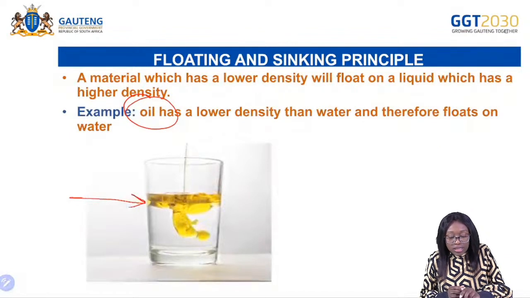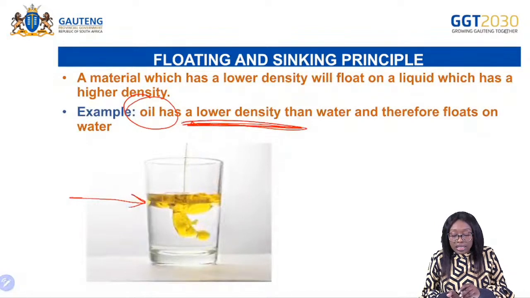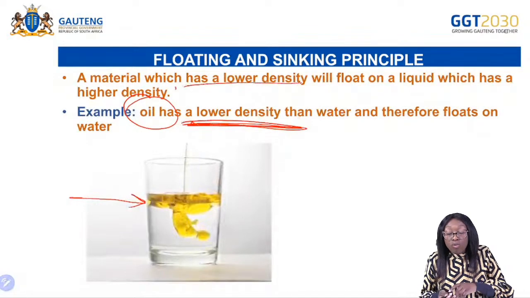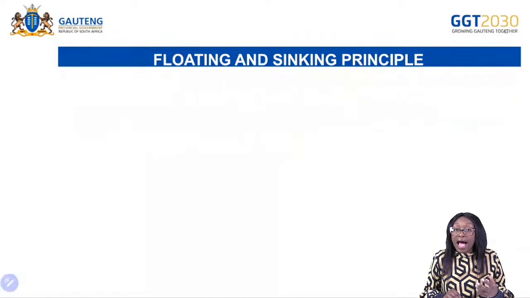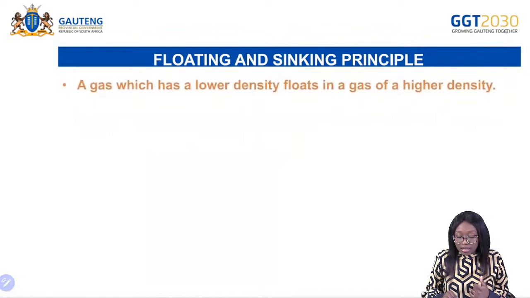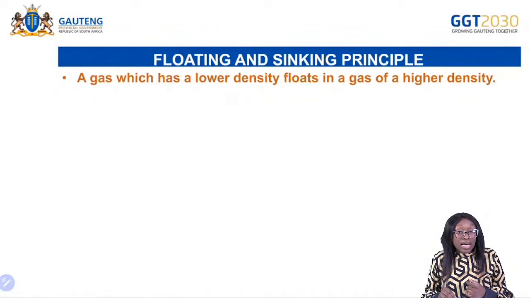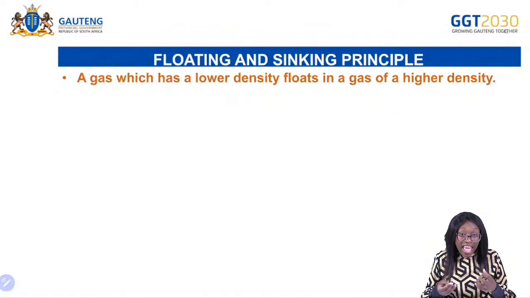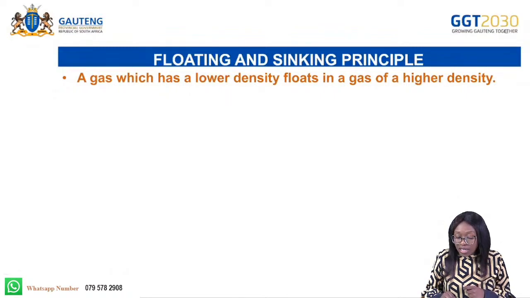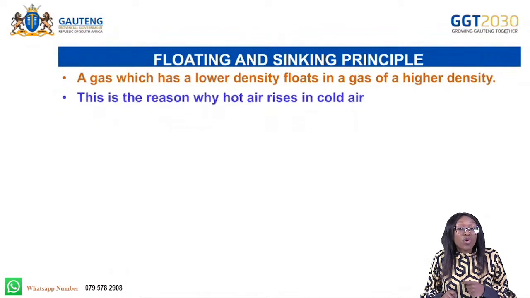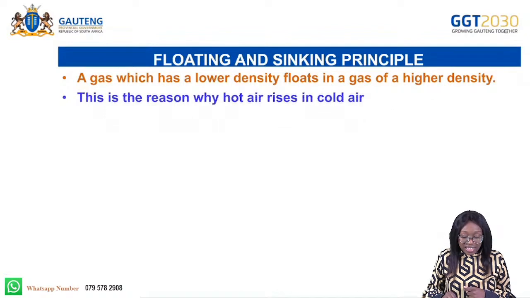Why? Because it has a lower density. So a material that has a lower density will float on a liquid which has a higher density. In this case it is water. Now, gases, remember, they also have density, even though their volume is not fixed. A gas that has a lower density will float on a gas that has a higher density.